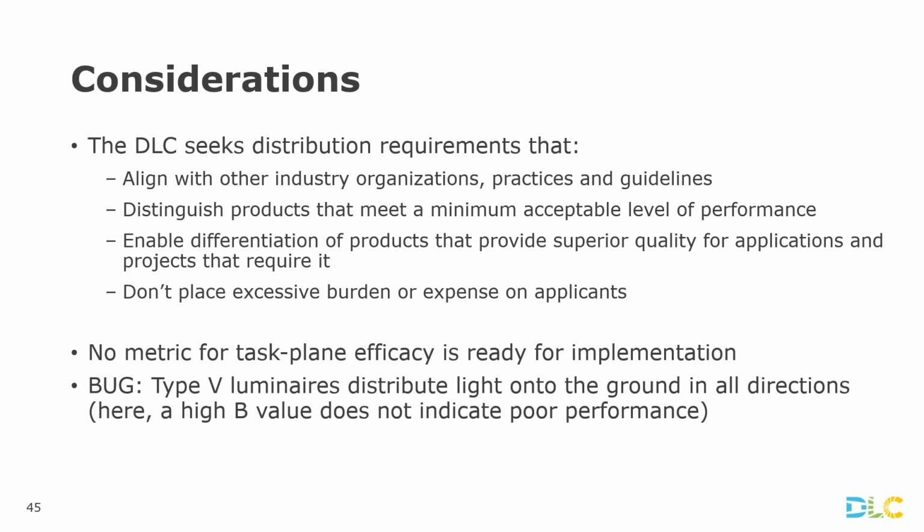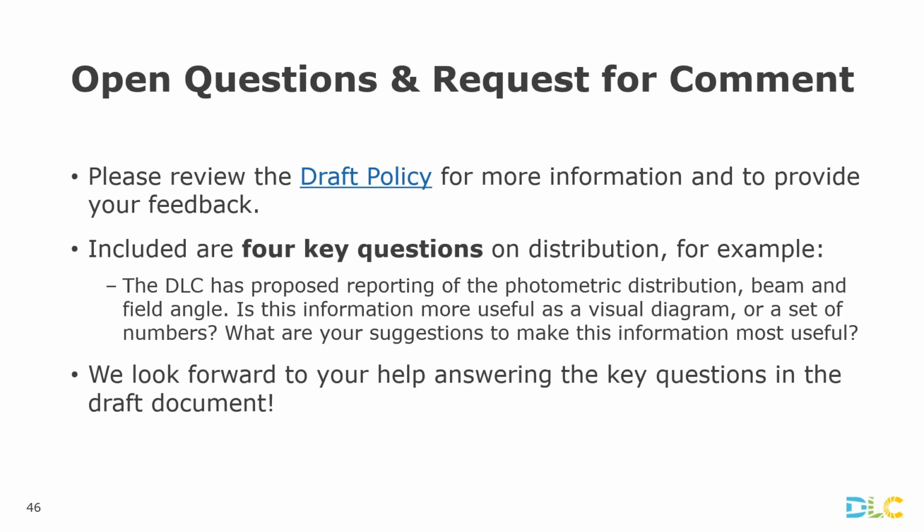Regarding the BUG values, we included reporting without a threshold, acknowledging that it really depends on the application and the product type. For example, type 5 luminaires are designed to distribute light on the ground in all directions. So a high backlight value, which might indicate poor performance in some cases, here does really not indicate poor performance. With this, we are looking forward to any of your comments.